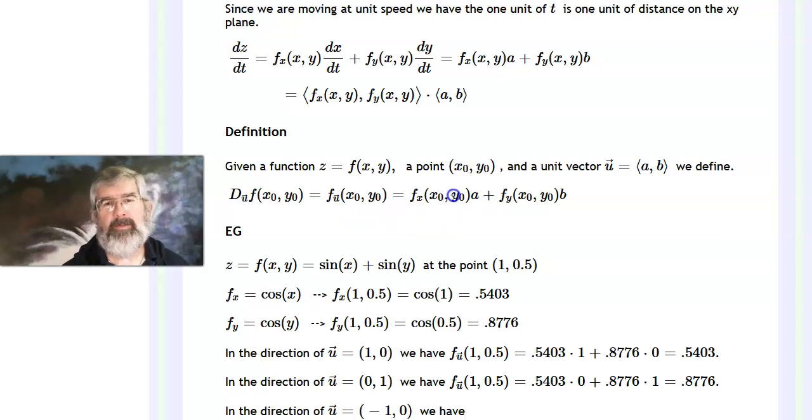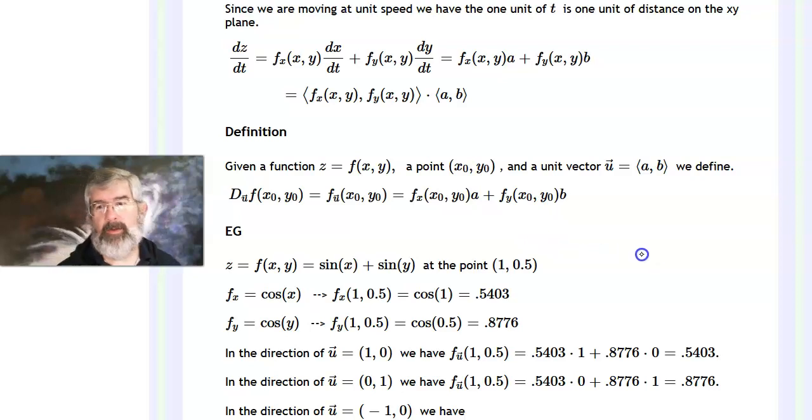And it's given by what we just calculated up here. Take the partial with respect to x, evaluated at the point x0, y0, times the x component of the unit vector, and then likewise the partial with respect to y, evaluated at x0, y0, times the y component of the unit vector.